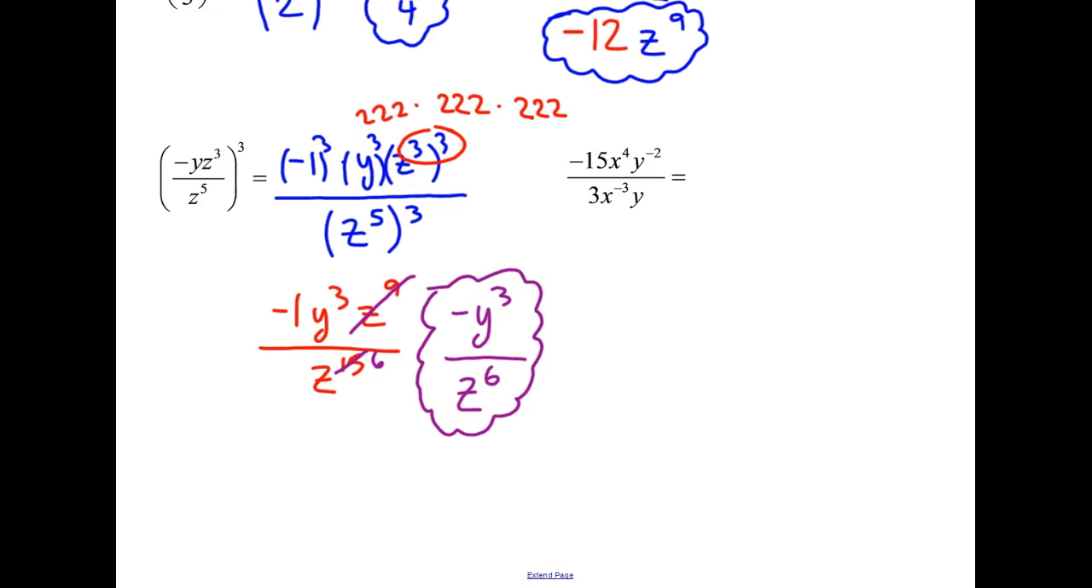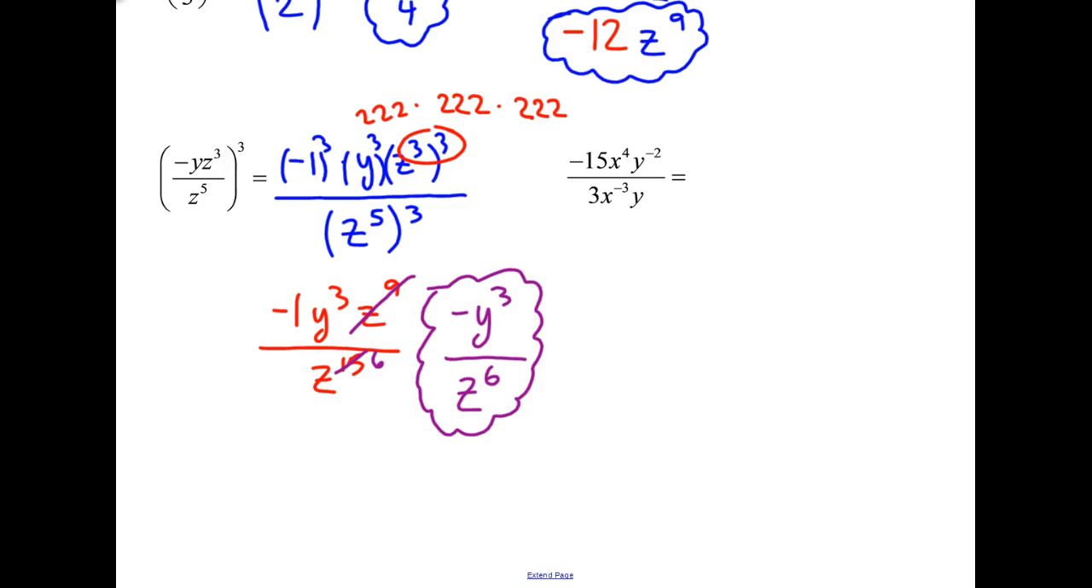Okay. Ooh, next one's fun. We have some negative exponents. So what are we going to do with these negative exponents? Well, go through, and if you have any negative exponents and you have a large fraction like this, I want to move them to the numerator or denominator.